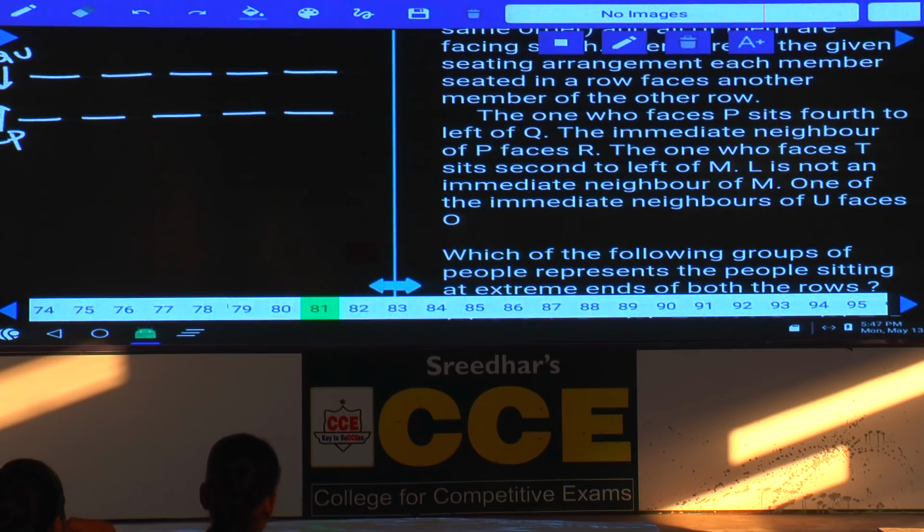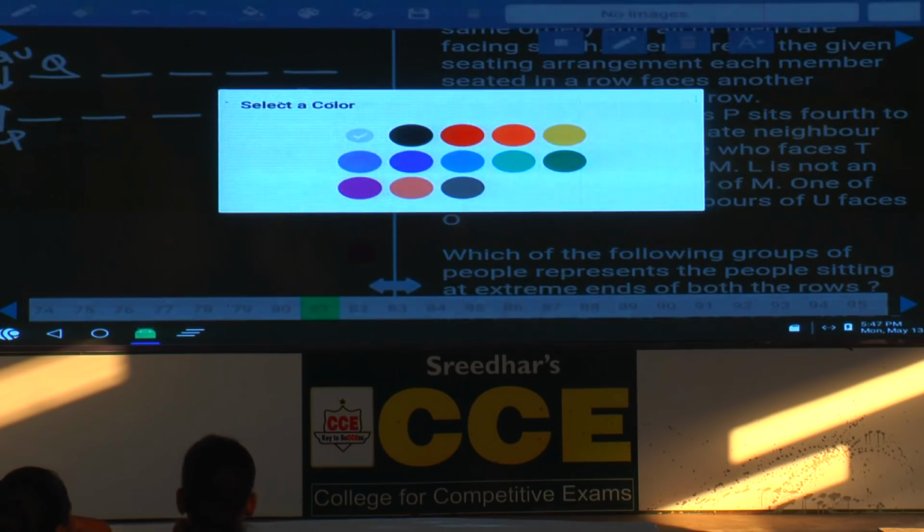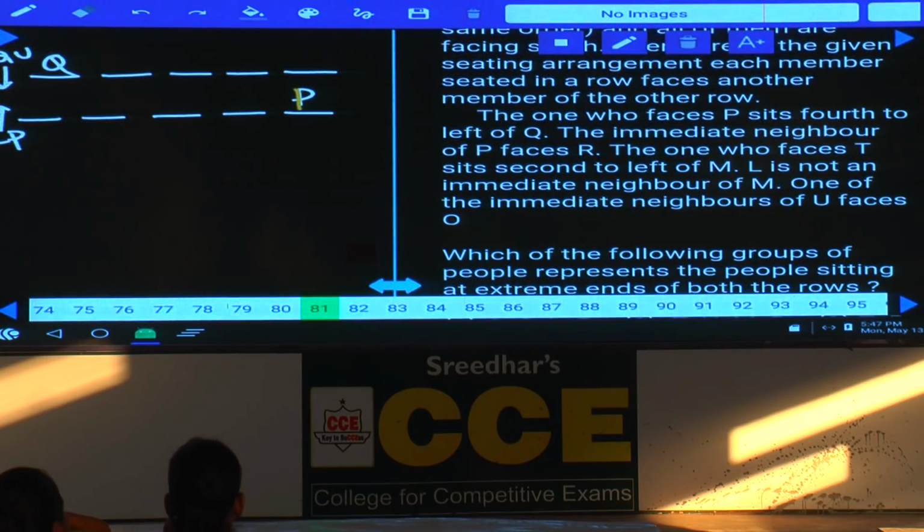Now we are talking about whom? The one who is facing P sits fourth to the left of Q. Fourth to the left of Q means this is the only possibility for this Q and P. Clear now? The one who is facing P is seated fourth to the left-hand side of Q. And next one, the immediate neighbor of P faces R. The immediate neighbor of P is facing R, so R must be here.